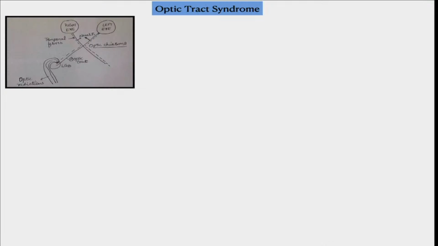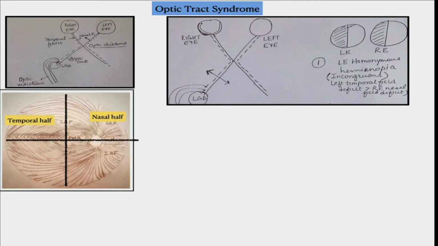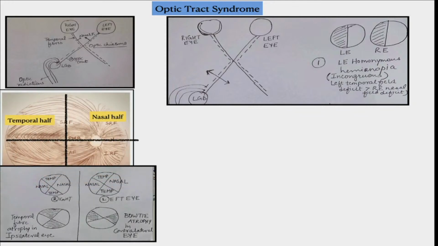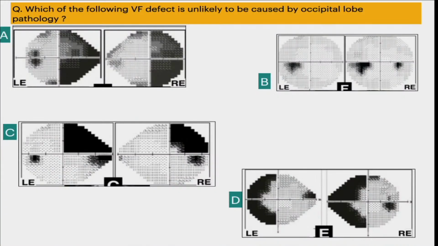So basically, what we are saying is that in an optic tract lesion, we have the temporal fibers and the nasal fibers, the uncrossed temporal fibers. So we'll have an incongruous homonymous hemianopia compared to a lesion in the posterior visual pathway, which will have more congruous hemianopias. And the other features which can be seen in optic tract syndrome are a bow tie kind of optic atrophy or a congenital RAPD. You can read about it. These are very classical things.